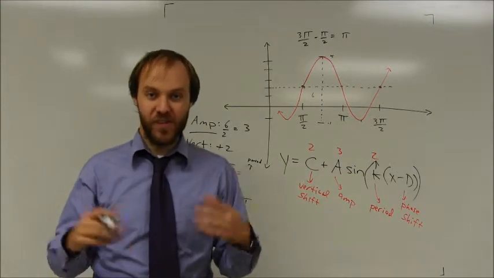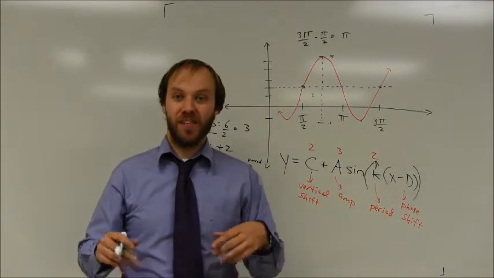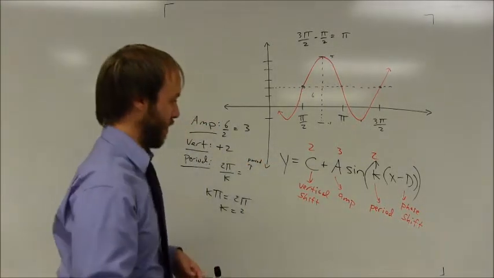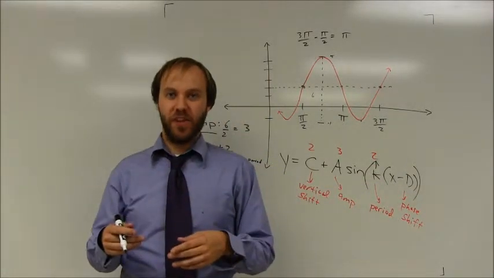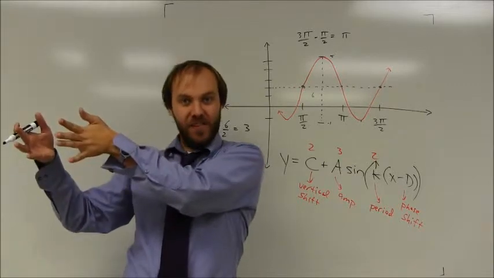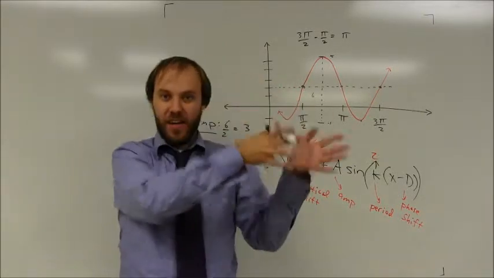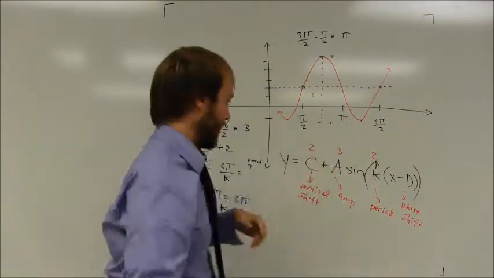Again, you're going to be stuck in a lot of these circumstances, especially if they don't give you a pi or something like that in there. Okay, finally, the phase shift goes in the opposite direction. So for example, if it's +3, the graph gets moved 3 to the left. If it's -3, it gets moved 3 to the right.